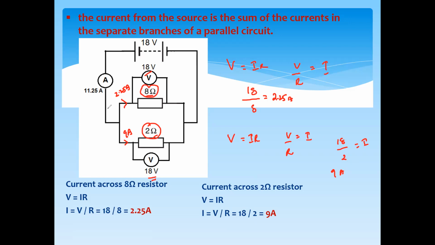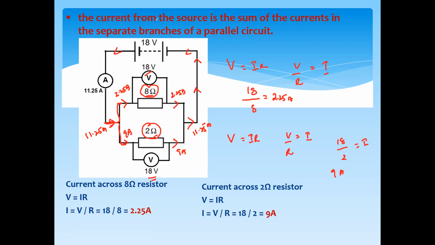And what about the total current? Because 2.25 is moving through here and 9 ampere is moving through here, this current will be the sum of 2.25 plus 9, which equals 11.25 ampere. So 11.25 is the current which enters the circuit, and when it enters the branches it divides into 2.25 and 9. When it flows out, it will become 11.25 ampere again, and the same current will return back.